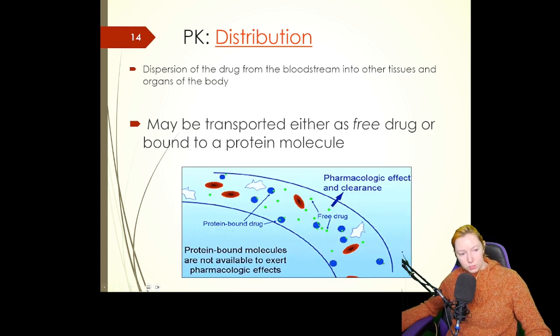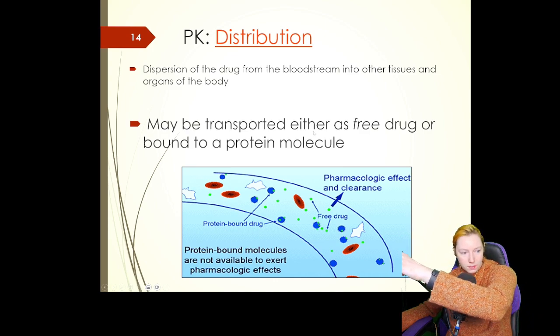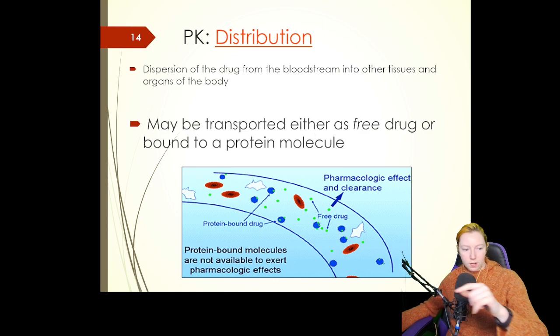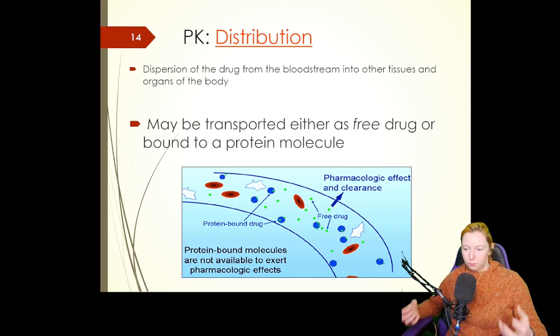So from an image perspective, you see these little green dots. They are what we call free drugs. So those are drugs that are not bound to plasma proteins or blood proteins. Those are going to be much more free and available to cross over membranes, interact with the sites of action to cause the effect that we want. Drugs that are bound to plasma proteins are kind of tied up. They're a bit too big oftentimes to be able to move through those membranes, and they're not going to be able to reach their site of action.